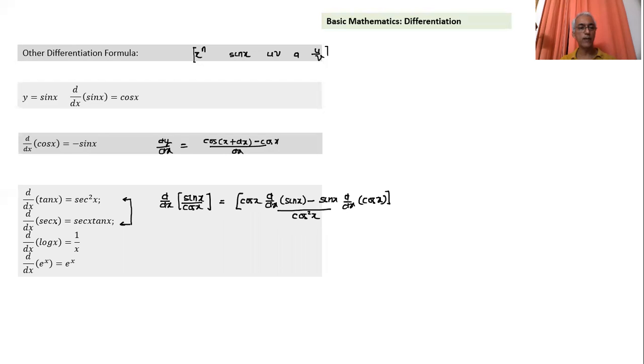In a similar way, this one also we can find out. Sec x can be written as d by dx of 1 by cos x. So this also we can find out. But these two we are not going to derive; this is also a common derivative we should remember. d by dx of log x is equal to 1 by x, and d by dx of e raised to the power x is equal to e to the x. There is no change. Okay. So these are all the formulas we need to know in the case of differentiation or derivative.